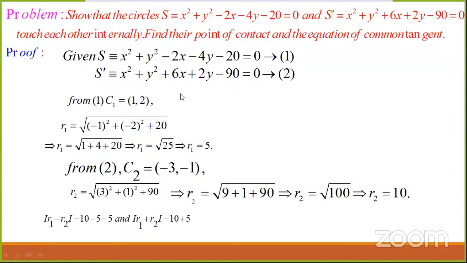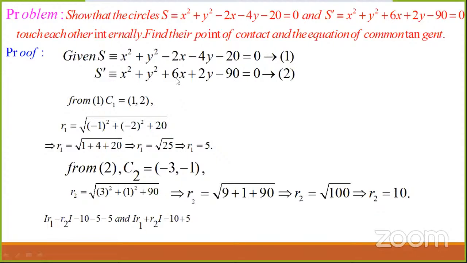Now, from circle 2, let us calculate the center. X coefficient is 6. Half of that with minus sign is minus 3. Similarly, y coefficient is 2 from the circle 2. Half of that is 1. With minus sign it is minus 1. Therefore, center of the second circle is (minus g, minus f), which is (minus 3, minus 1).